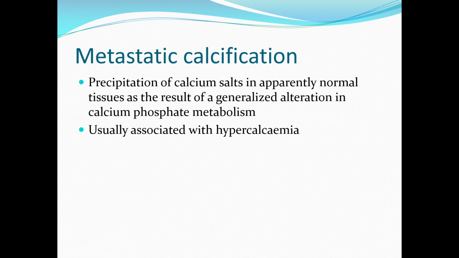Now, metastatic calcification. It's a precipitation of calcium salt in apparently normal tissue, and this one is very important, as a result of generalized alteration in calcium phosphate metabolism. So it is usually associated with hypercalcemia. You can easily differentiate it from the dystrophic type, where the calcium level is normal. Here it is hypercalcemia, and the deposition is in apparently normal tissue, while in dystrophic it is always in dead and degenerated tissue.